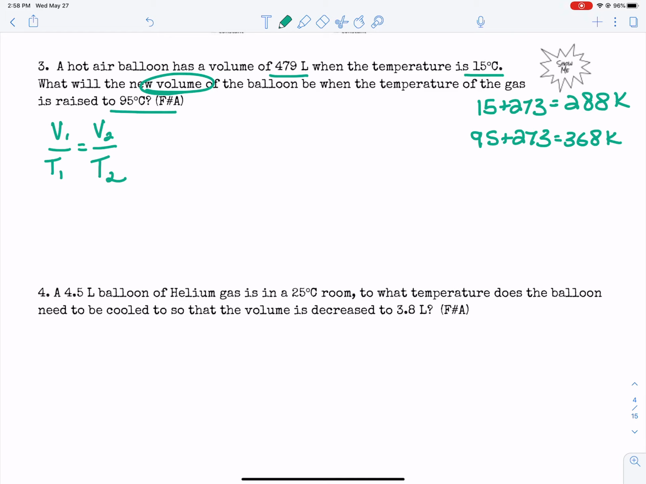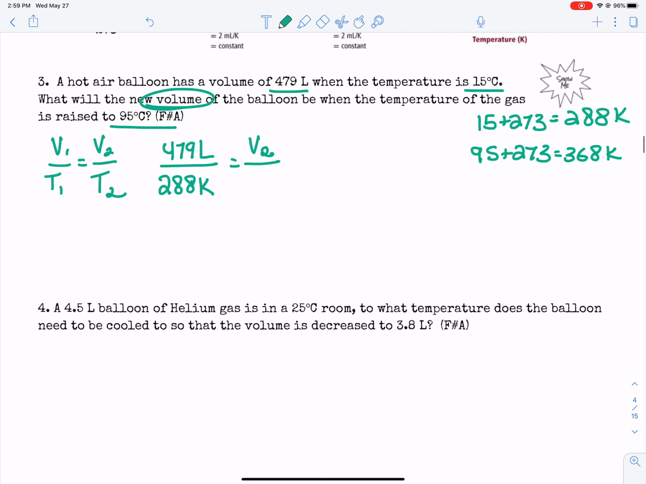Right? When I'm not really worrying about significant figures when I do this addition, because when I do addition, I worry about decimal places. So it's perfectly fine for me to now count these numbers as having 3 significant figures. So plugging in my numbers, 479 liters happens when the system is at 288 Kelvin, right? What will the new volume be when the system is at 368 Kelvin?